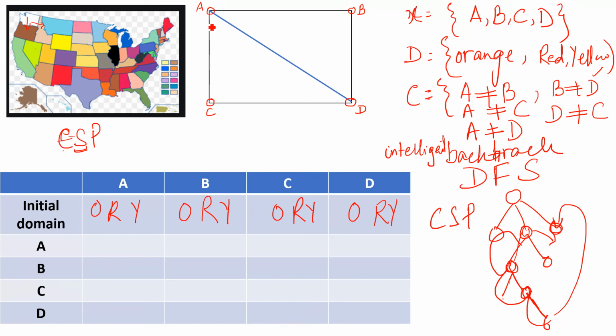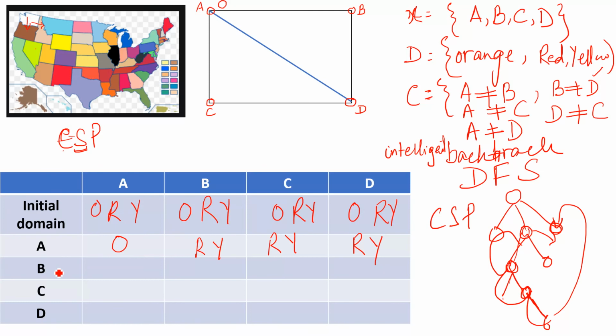These are our initial domains. Now suppose I want to assign orange to A. O means orange, so here I will write down orange. What colors are left for B, C, D? See here, we cannot assign orange to B because it is a neighbor. We cannot assign orange to C, neighbor. We cannot assign orange to D. So what two colors are left? Red and yellow. It means we can assign red and yellow to B, red and yellow to C, red and yellow to D. This is the rule. We cannot violate this rule. We have to follow these 5 conditions, right?